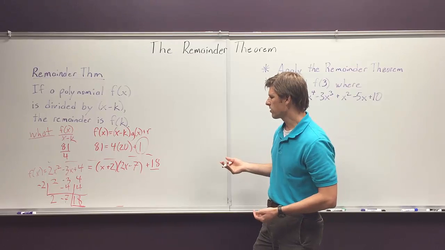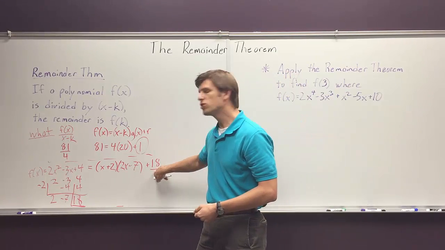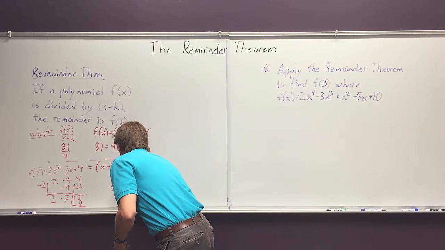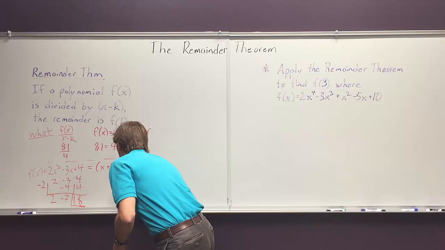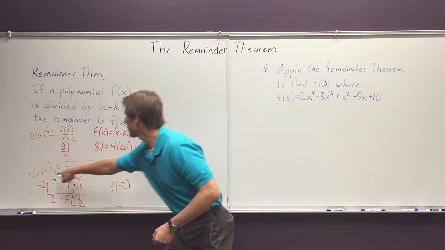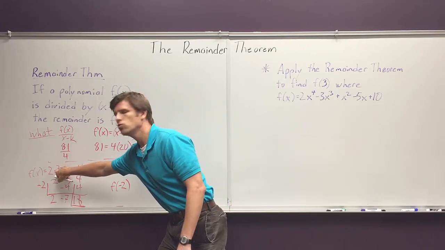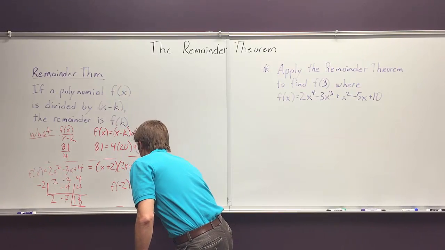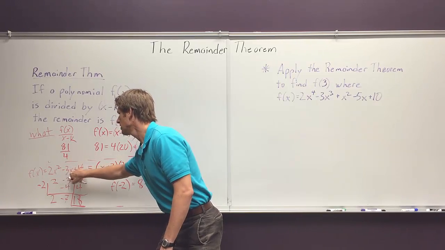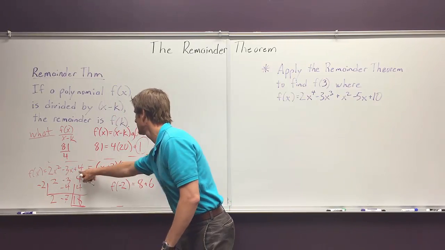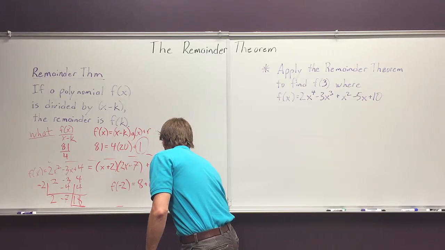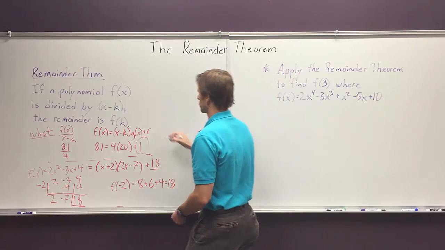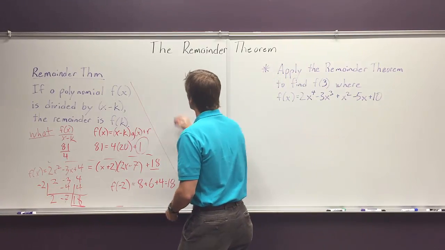Okay, what the remainder theorem says is, if you just needed that 18, you could have calculated f of negative 2. Let's see what happens. f of negative 2: 2 times negative 2 squared, that's 8, plus negative 3 times negative 2, that's 6, plus 4, that's 18. Go figure. So why is this true? That's the what. What about the why?